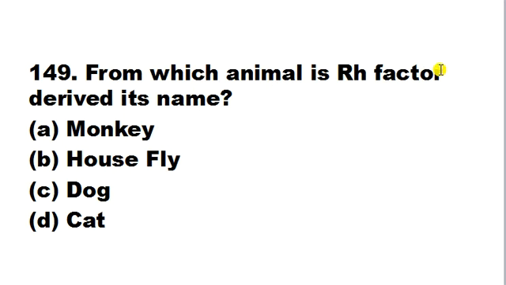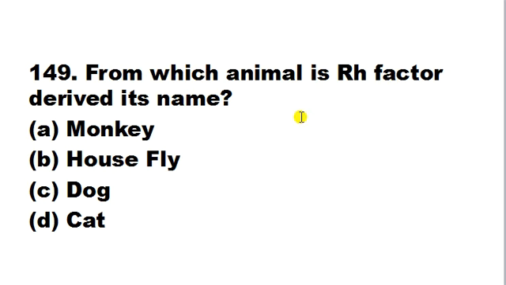So blood cells, the RBCs, have a factor on them called the Rh factor. It was first identified in the rhesus monkey. It was isolated from the monkey, that's why it derives its name from the monkey. Rh factor is named after the rhesus monkey because it was first isolated from it. So here the correct answer would be A.